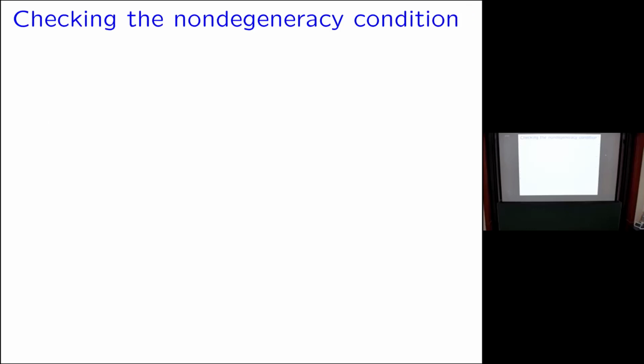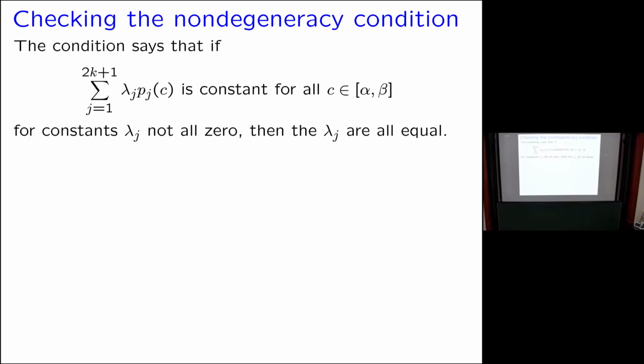So this talk is really about checking this non-degeneracy. If I give you a sigma, how do you know whether it satisfies this non-degeneracy condition or not? So here's the condition. It says that if the sum of lambda j pj of c is a constant for all c in alpha beta, for constants which are not all 0, then the lambda j are all equal. Well, is it true for a polynomial? A polynomial doesn't tend to minus infinity as p goes to 0, but it could be a polynomial for p bigger than epsilon, for example. So is it true for polynomials?